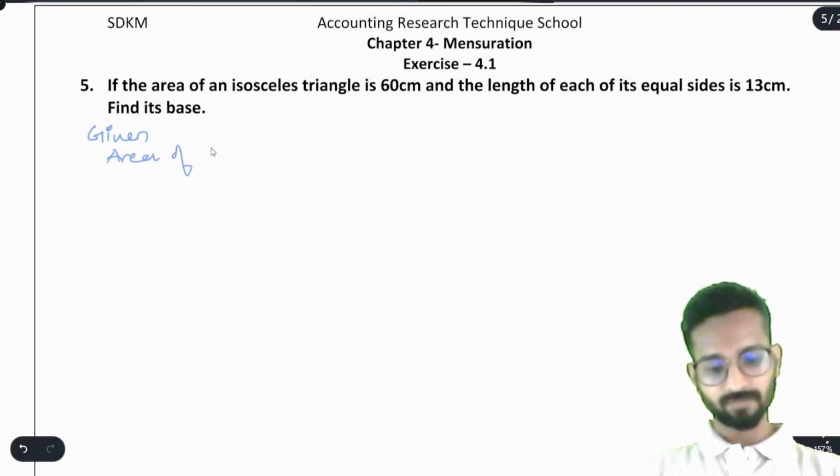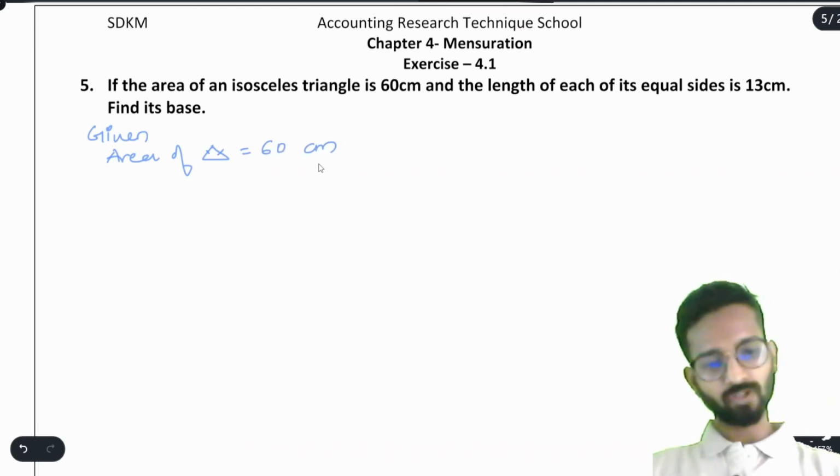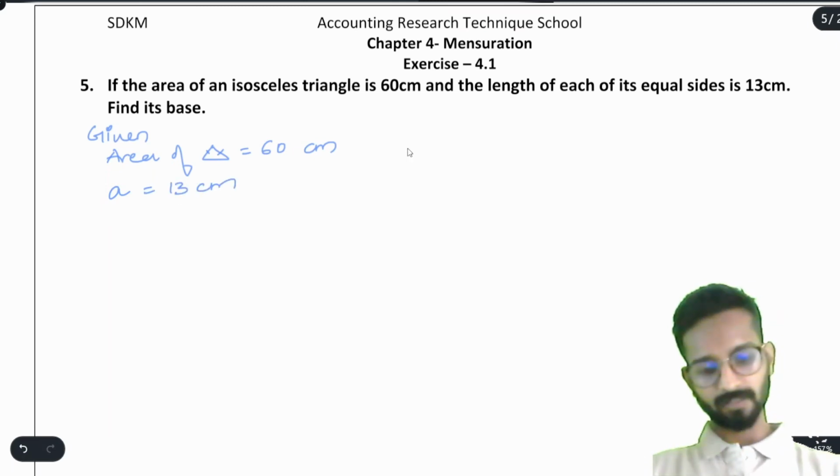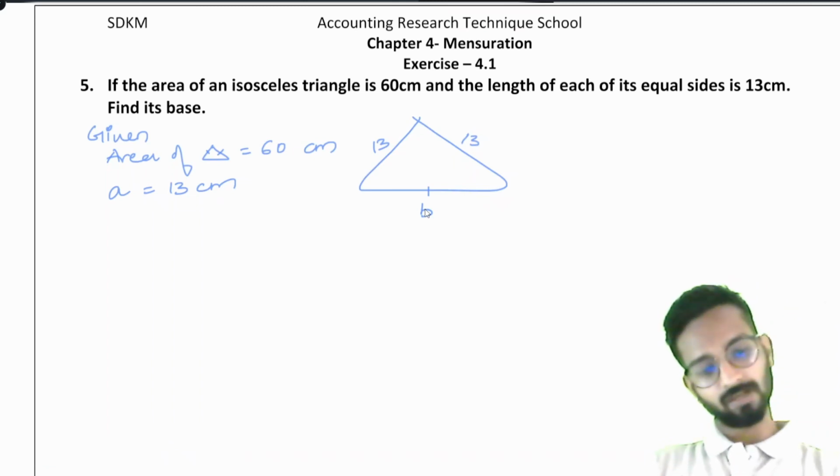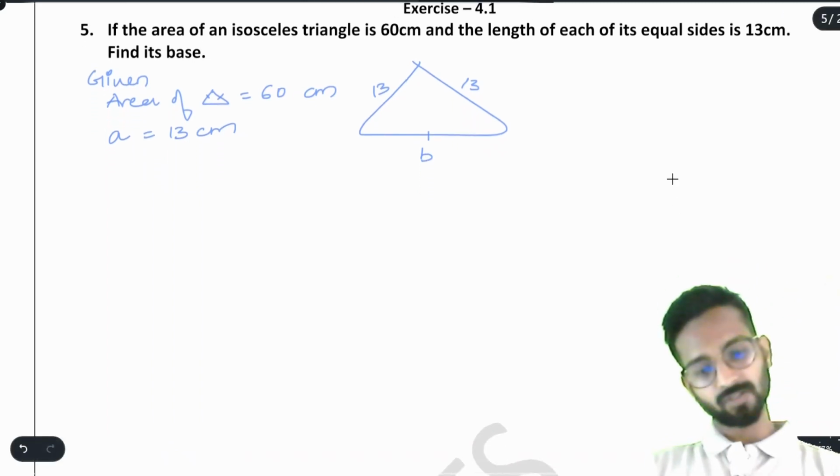Area of isosceles triangle is 60 centimeter square. Length of equal sides, it means a is equal to 13 centimeter. Just to give a picture of how it will look, this is 13, this is also 13, this is b. This we have done just in the previous question. Now see, area is already given.